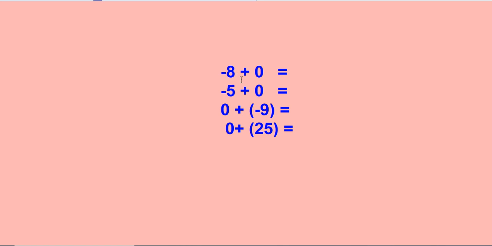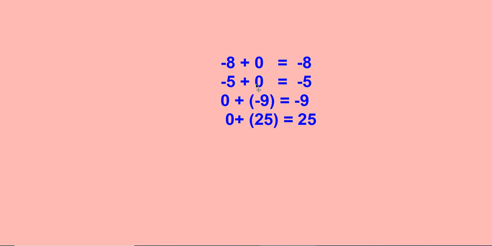Here you have a few questions. Do it: negative 8 plus 0, negative 5 plus 0, 0 plus negative 9, 0 plus 25. Negative 8 plus 0, you are getting negative 8. Negative 5 plus 0, you are getting negative 5. 0 plus negative 9, negative 9. 0 plus 25, 25. That means if you add an integer to 0, you are getting the same integer. Or if you add 0 to any integer, then also you are getting the same integer.